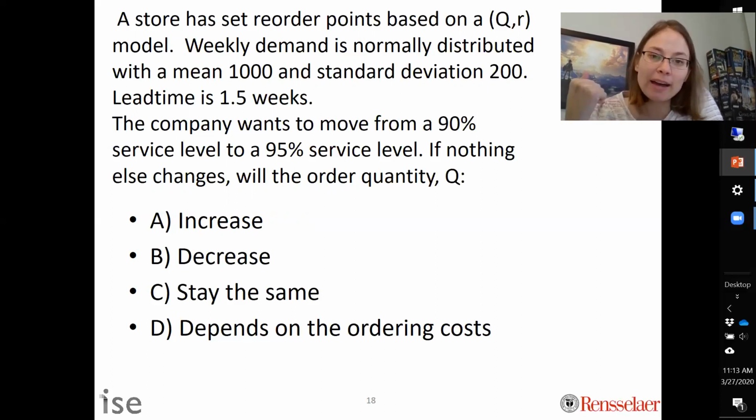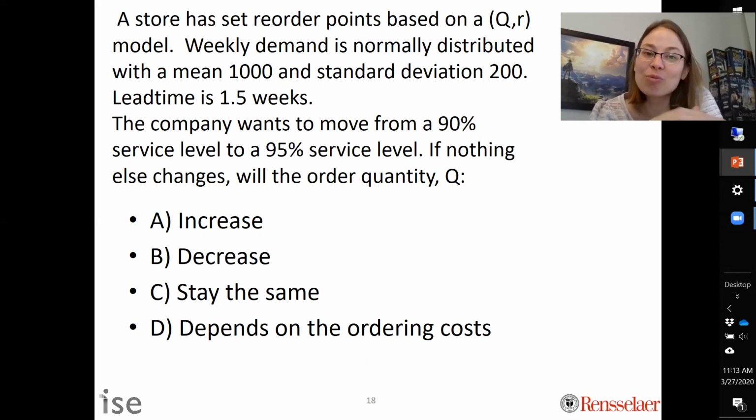So let's again go back to the Q. In the QR model, Q is set the same way as the EOQ model. And so Q is equal to the square root of 2SD over H. So 2SD over H, none of those input parameters have anything to do with a cycle service level. So if I change 90 to 95, none of those inputs change, and therefore the answer is C, it stays the same. So the order quantity will not change. So C is the correct answer here.